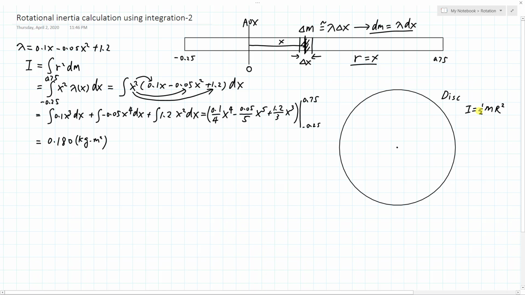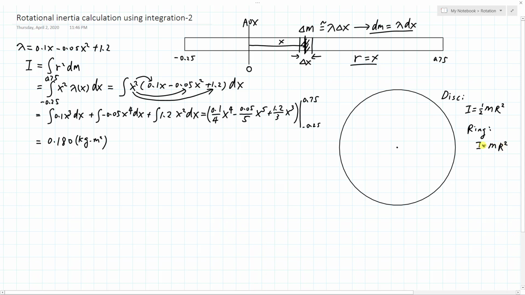Since we already have the answer, we just need to come up with the steps to integrate into this answer. So let's assume that we know this. We know the ring, because the ring is easy. We talked about the ring in a previous video. So for the ring, I equals mr squared, right?